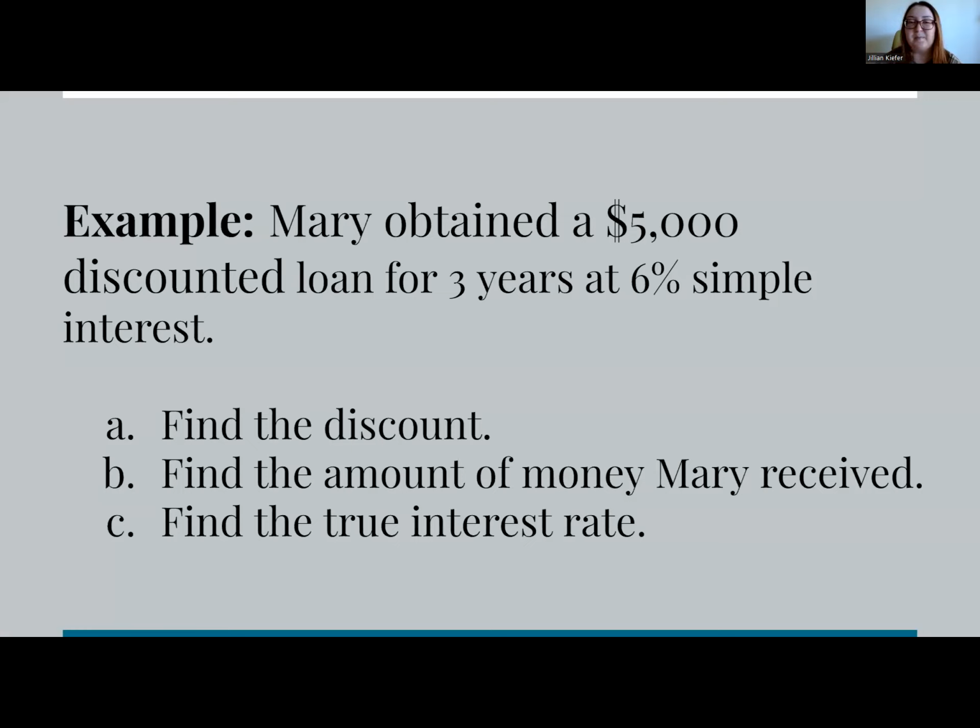So here's our example. Mary obtained a $5,000 discounted loan for 3 years, 6% simple interest. For part A, we're going to find the discount. For B, we'll find the amount of money that Mary actually received. And then we're going to find the true interest rate. We'll go ahead and calculate that out in our example.